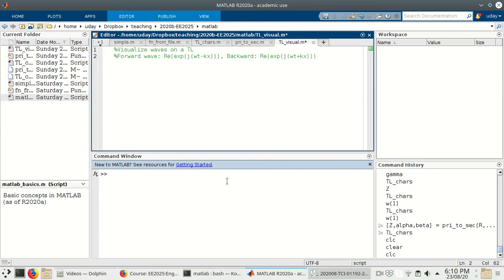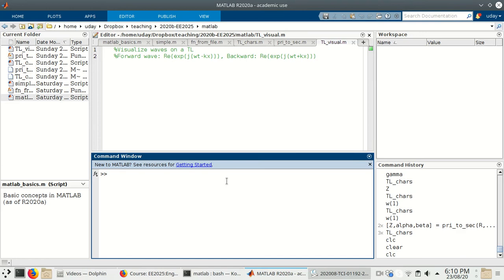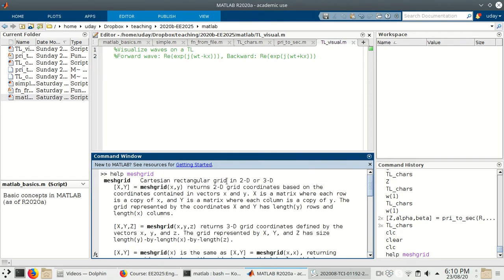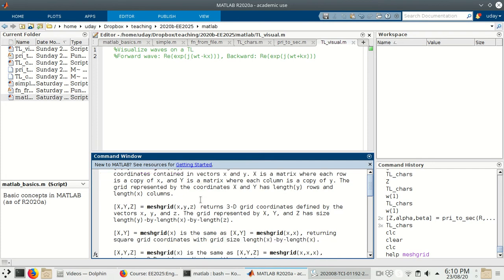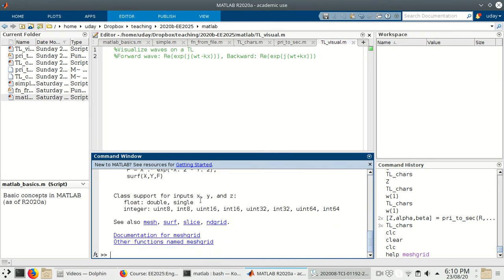I'm going to give you a very simple example first. I'll just type it into the command window. It's the command meshgrid. If you want, you can read all about it over here. This is the detailed long description. Meshgrid returns a Cartesian regular grid in 2 or 3D if you give it the range in x and y, and it will create these coordinates. You can read this help or the documentation by yourself.